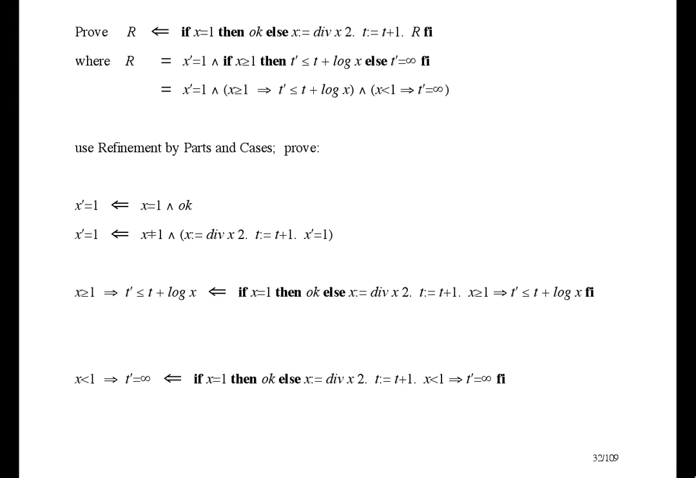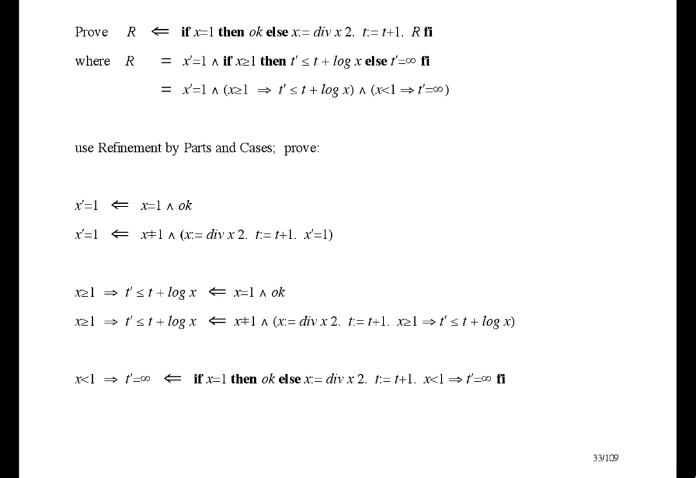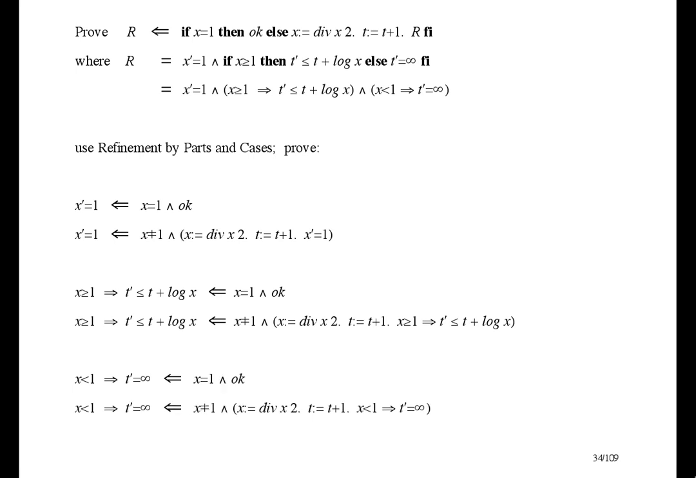The second refinement becomes these 2 cases. And the last refinement becomes these 2 cases. So from 3 parts and 2 cases each, we now have 6 refinements to prove. We have to replace each of the OKs with its binary expression, which is x prime equals x and t prime equals t. OK means that all variables are unchanged, including time.